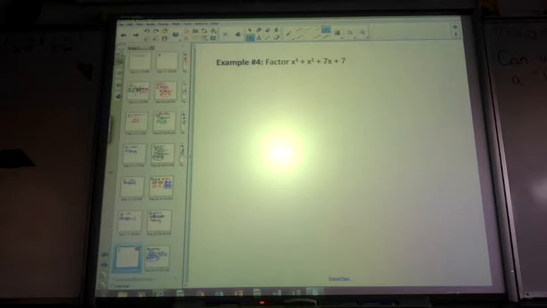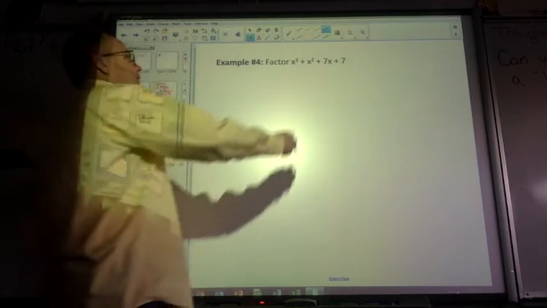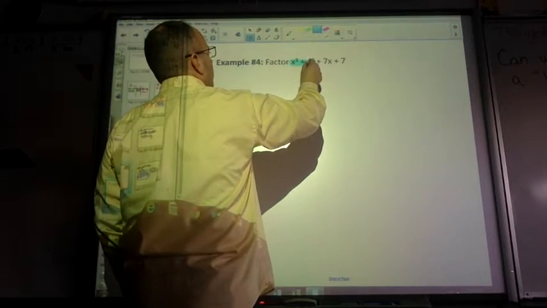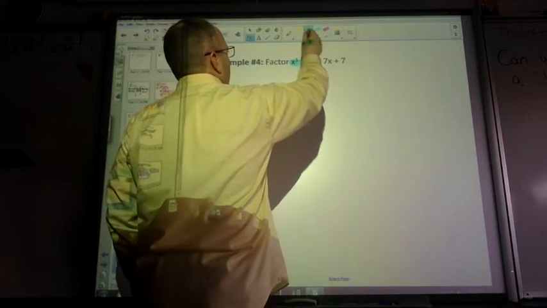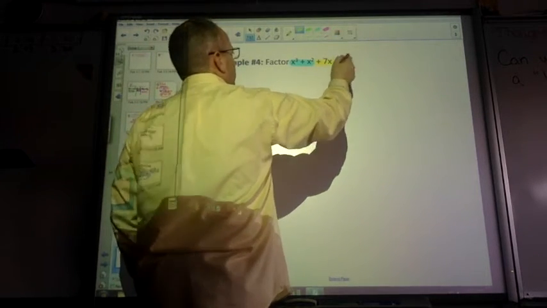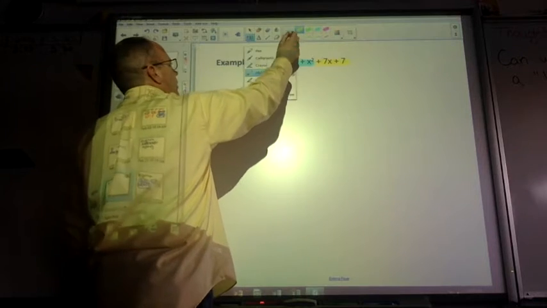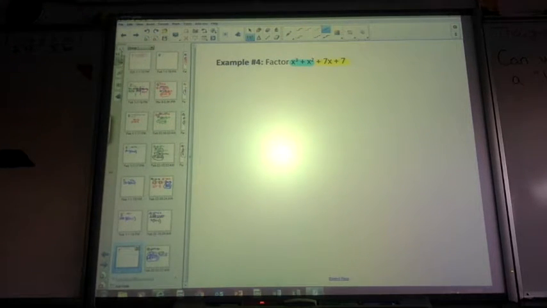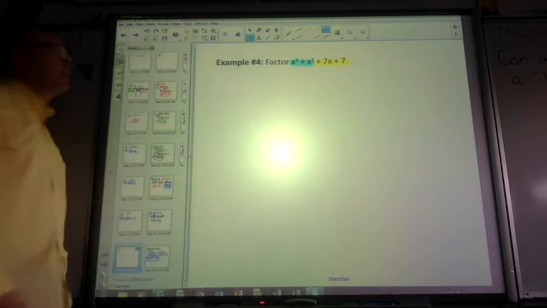I now have 4 terms. You still with me in this adventure of 4 terms? Okay. So I'm going to highlight the first 2 terms, and then I'm going to highlight with yellow the last 2 terms. Is that okay so far? Take a look at the very first 2 terms. What do I have in common between the first 2 terms? X. Exponent. Which exponent?